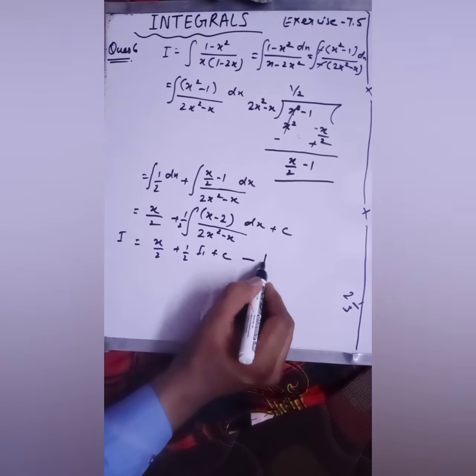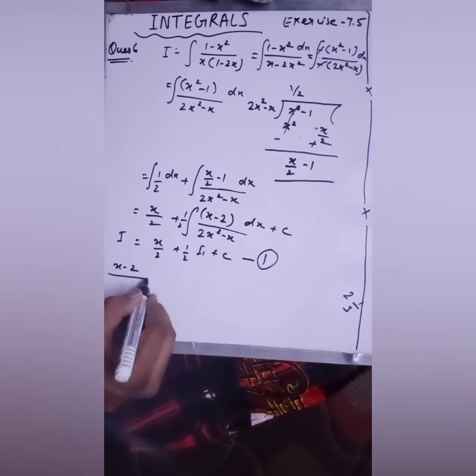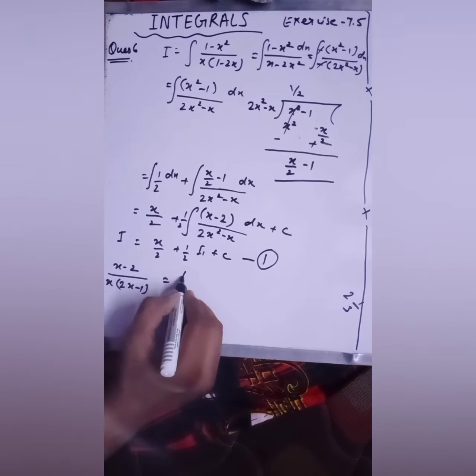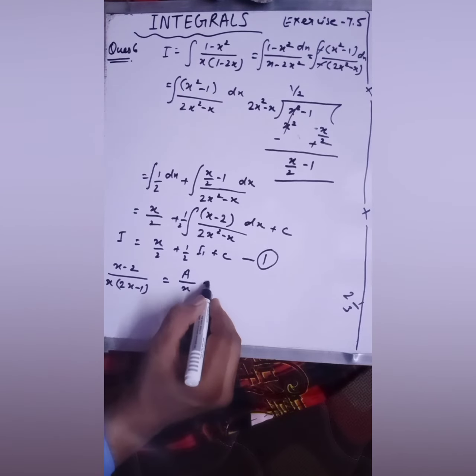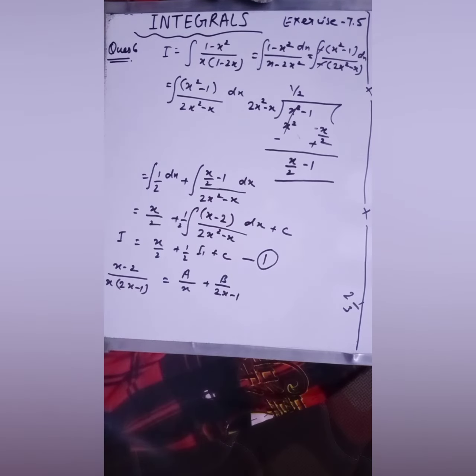Okay, so this is your equation number 1. So here I'm going to solve this I1. So this is x minus 2 over 2x square. So I'm taking x outside, so this will be 2x minus 1. Okay, because when you insert this x into this, you will get the same I1, and you will write this like a by x plus b by 2x minus 1.